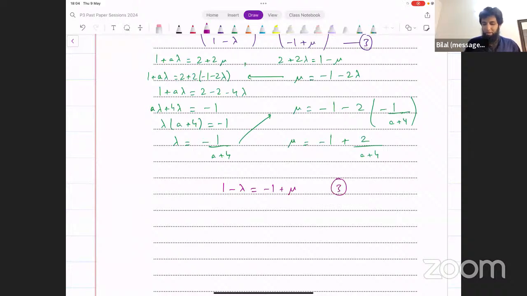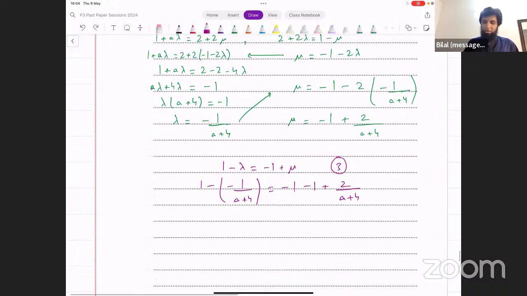Let's put this here. 1 minus 1 over a plus 4, that equals minus 1 plus 2 over a plus 4. I've just input the values of lambda and mu here. Now let's simplify this.